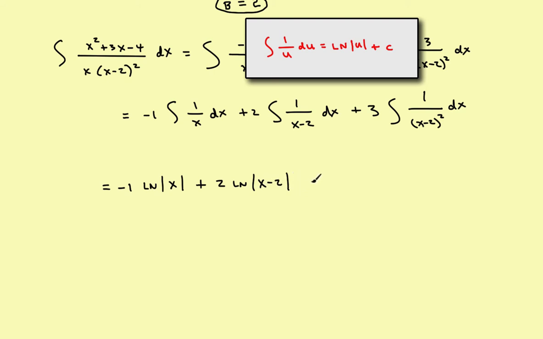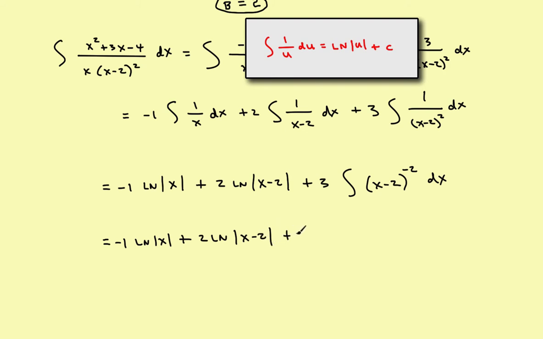Now this one, though, is going to be a little different. Let's go ahead and rewrite it like this. This would be the integral of x minus 2 to the negative 2 dx. And here you can just use the power rule. So we'll let this be equal to negative 1 times the natural log of x plus, and this one was, again, 2 times the natural log of x minus 2.